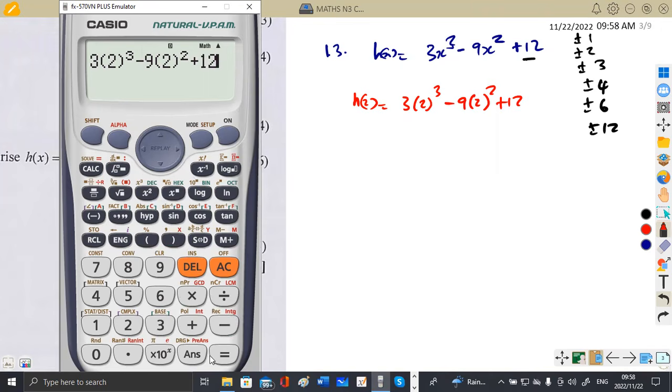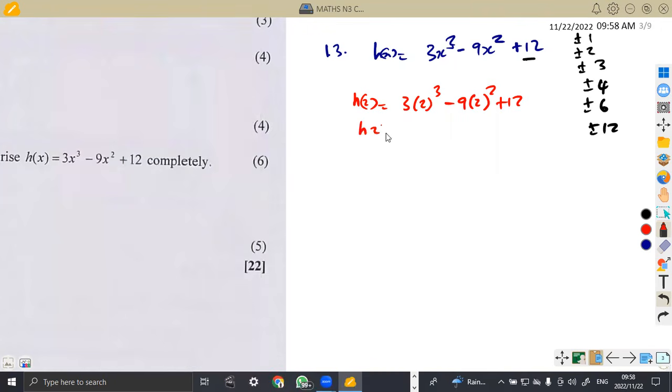Okay, anyways, plus 12, we are going to obtain a 0. So that means in this case, h of 2 is going to give us a 0. Remember, for any number that can give us a 0, we know that it follows that x minus 2 is a factor. That is what it means from that part.